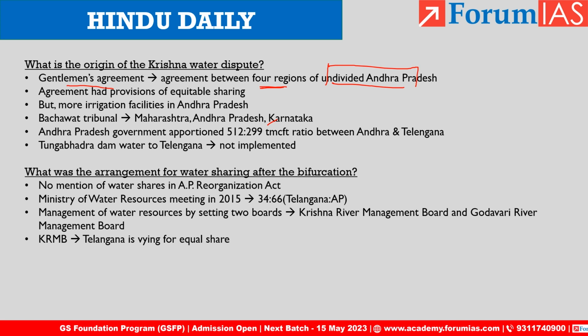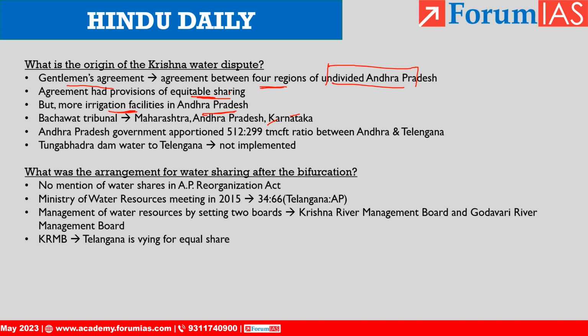So this particular gentleman's agreement had provisions of equitable sharing of resources. But from the British period itself, the irrigation facilities were very much developed in Andhra Pradesh. Though this agreement called for equitable sharing, in reality it was not equitable because there were more irrigation facilities in Andhra Pradesh region, especially the coastal Andhra region.